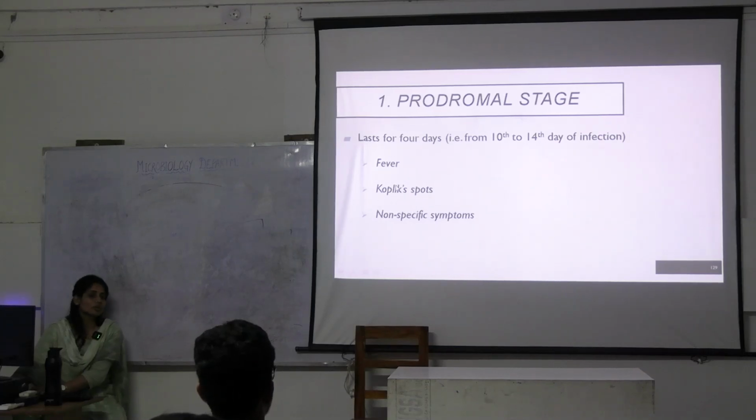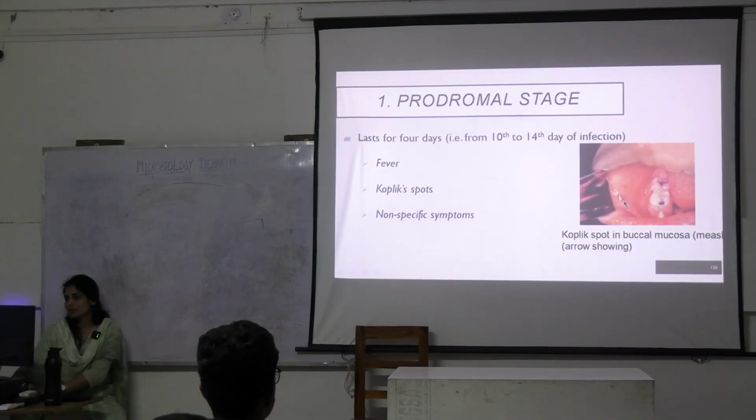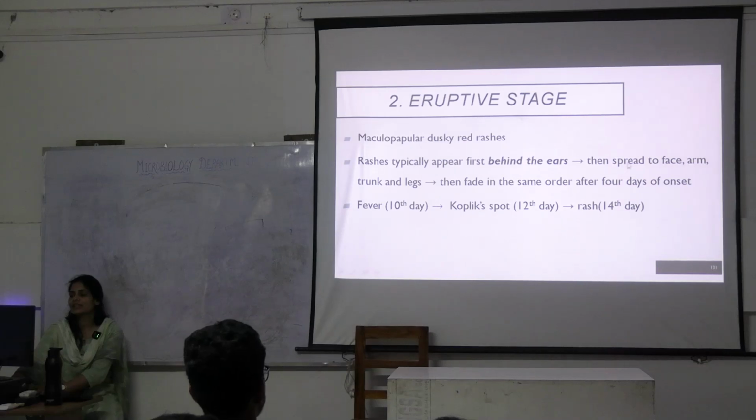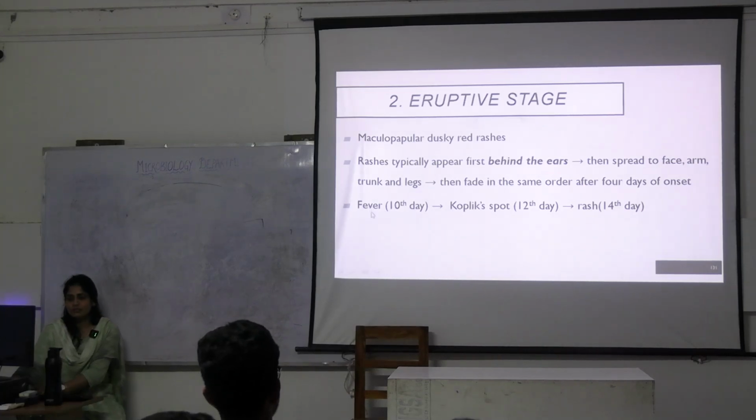They are spots in the mucosa. This is a Koplik spot in the buccal mucosa, right? Can you see this? This is a Koplik spot. Then a maculopapular dusky red rash. It starts behind the ears and then spreads to the face, arm, trunk and legs. When it is fading, it will fade in the same order in which it had occurred: ears, face, arm, trunk, legs. Okay. So fever on the 10th day, Koplik spot will develop on the 12th day and rash you will see on the 14th day. Okay.